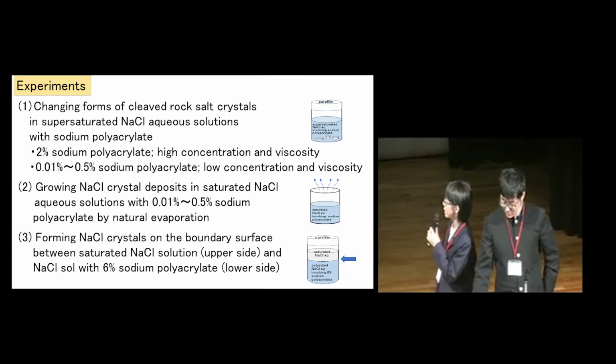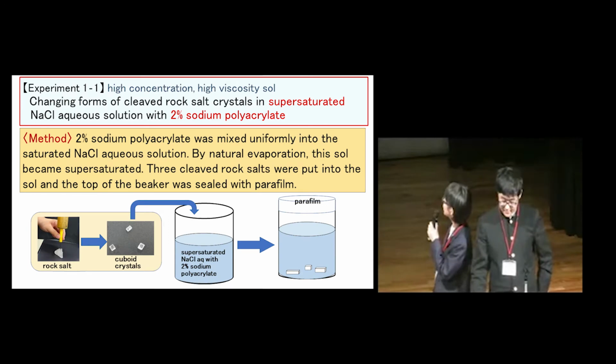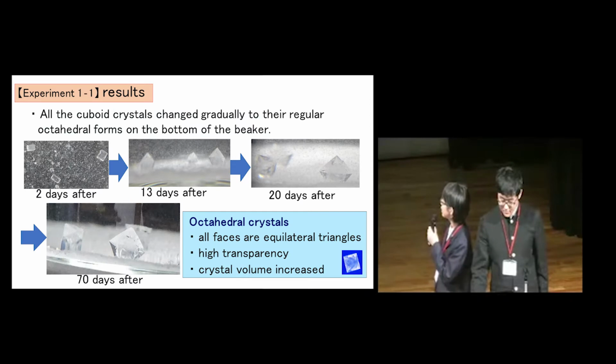To check our theory, we did 3 experiments. Experiment 1: changing forms of cleaved rock salt crystals in supersaturated NaCl aqueous solutions with sodium polyacrylate. First, we used supersaturated NaCl aqueous solution with 2% sodium polyacrylate. We made this solution become supersaturated by natural evaporation, and we put cleaved rock salt into the solution and sealed the top of the beaker with paraffin. These are the results.